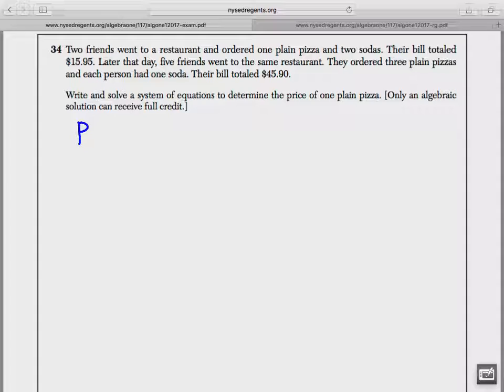A pizza plus 2 sodas, and I like to use D for soda because it's drinks, and also S looks like a 5, so I avoid that. Pizza plus 2 sodas is $15.95. And then later that day, 5 friends went to the same restaurant. They ordered 3 pizzas and 1 soda each, which would be 5D.